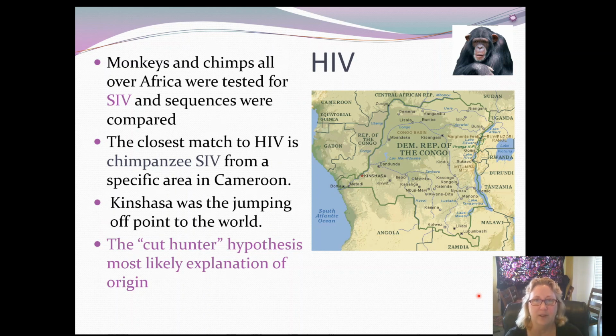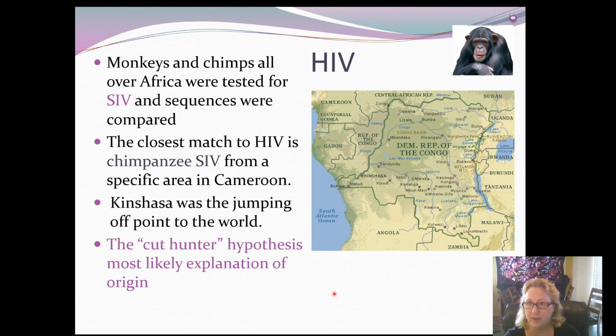And it was found that, in fact, one population of chimpanzees in Cameroon, their SIV was by far the closest sequence match to HIV-1. And Cameroon, so here's Cameroon up here. This is a close-up of West Africa. And here's Kinshasa in the Democratic Republic of Congo. And Kinshasa is a very large city, and there's a lot of commerce in and out of Kinshasa. So is there any plausible way that the virus could have gotten from Kinshasa to Haiti?